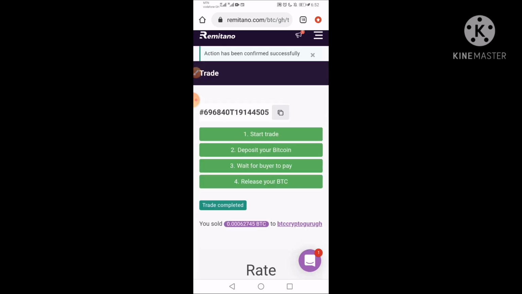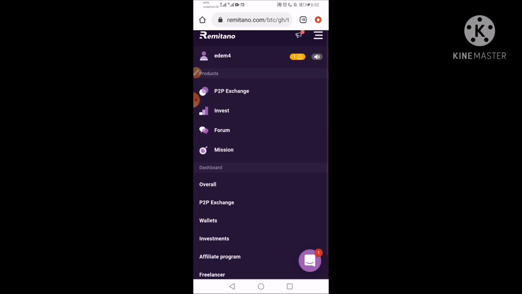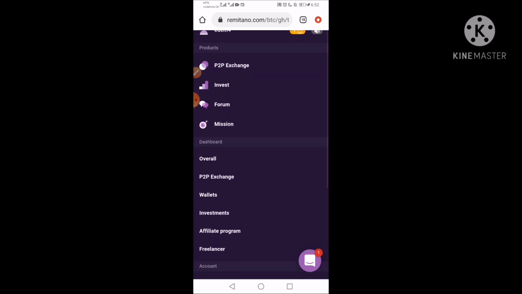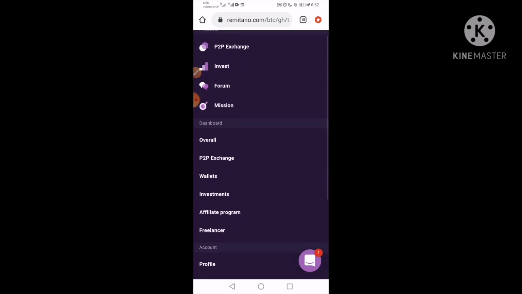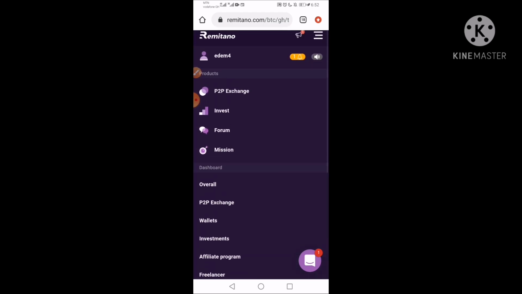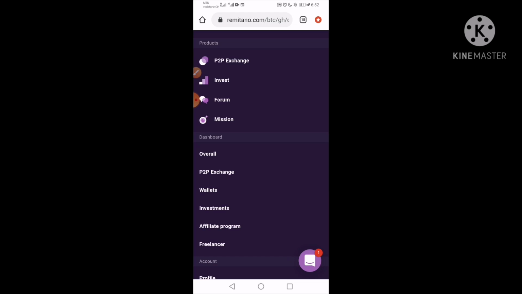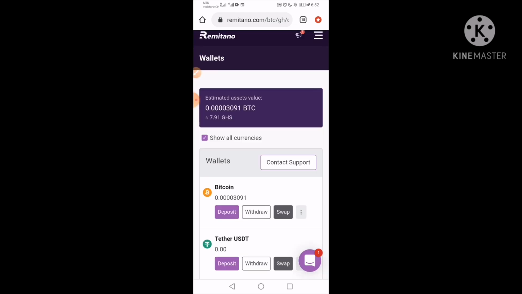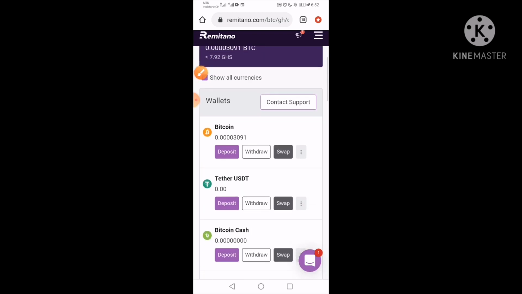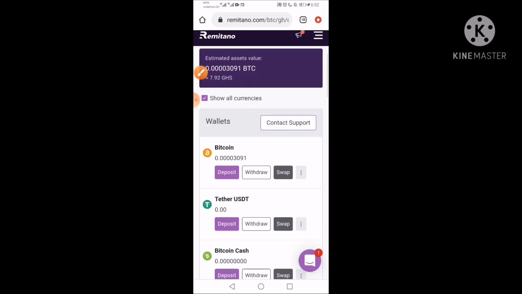All right, so that is how to successfully withdraw money from Remitano. So now if I go to my wallet, you see that I don't have enough in my wallet. I only have 7 cedis. I used to have 169 or 8 cedis. So I have successfully withdrawn from Remitano and the money has reflected in my mobile money account.